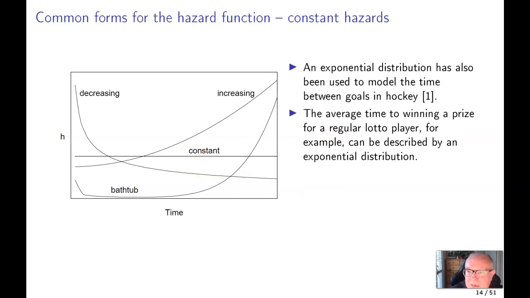So the exponential distribution has been used to model the time between goals in sporting events. Now, the probability or the rate at which goals are scored across a sporting event, it's not exactly constant, but it's close enough that people believe we can assume it's constant. The average time to winning a prize for a regular lotto player can be described by an exponential distribution. The probability or the rate at which you win a prize any given week is independent of how many times you've bought tickets in the past.